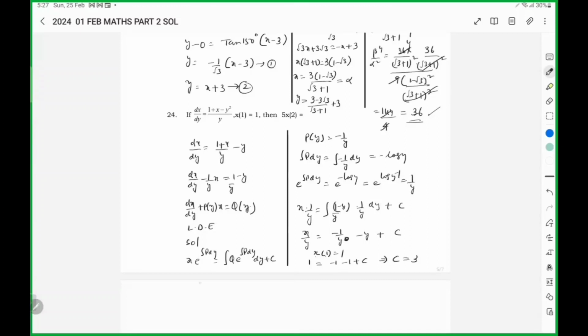Then what he is asking, x of 2. So that is when y is 2, minus half minus 2 plus 3, 1 minus 1 by 2. So x of 2 is 1.